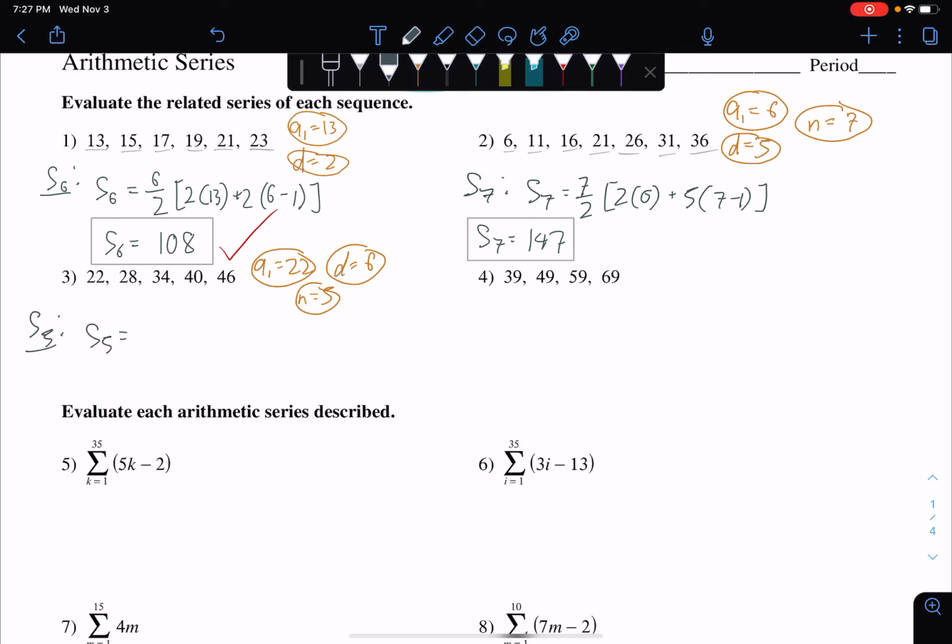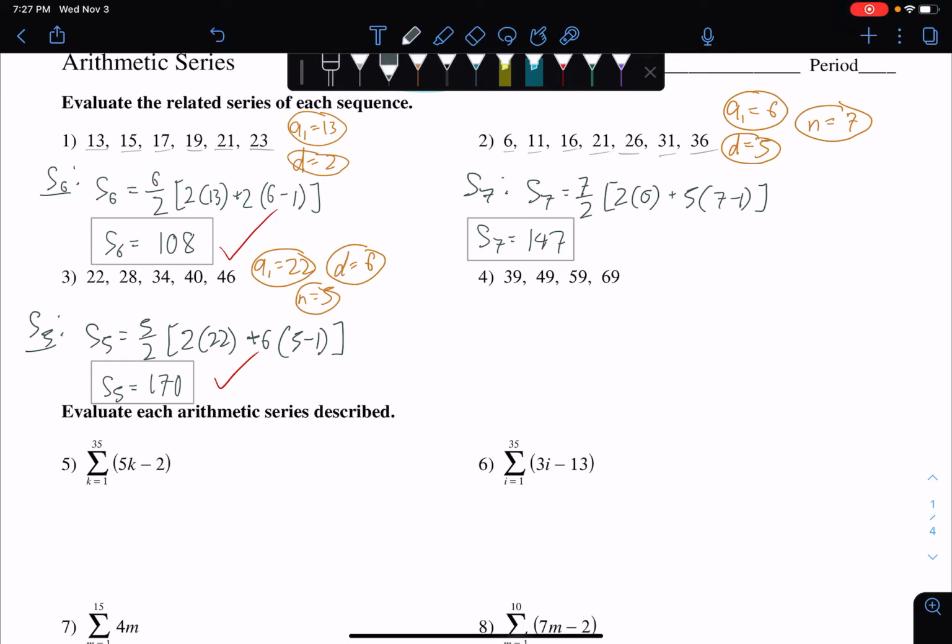S sub 5 is equal to 5 over 2 times the quantity 2 times 22 plus 6 times the quantity n, where n is 5 minus 1. Place it all in the calculator. Our answer would be 170. There.